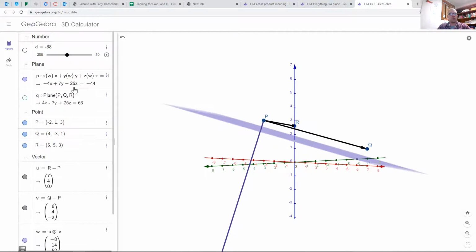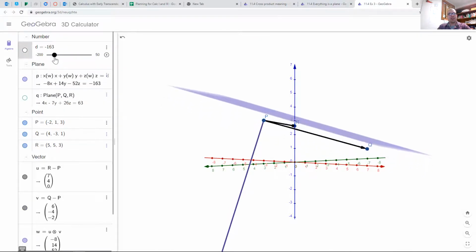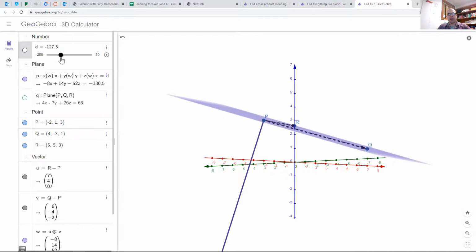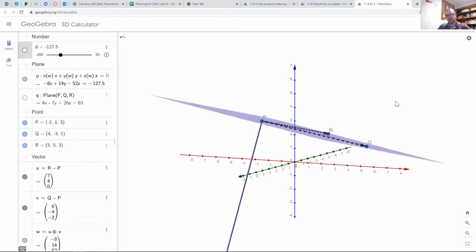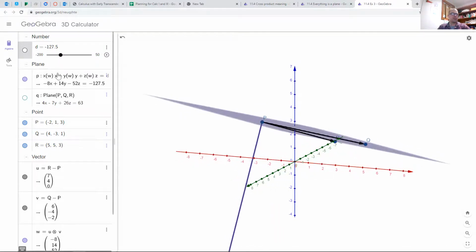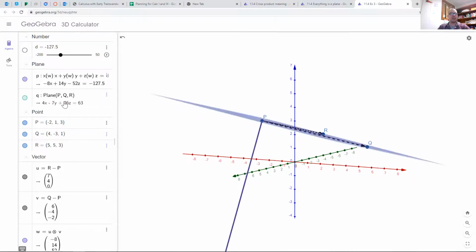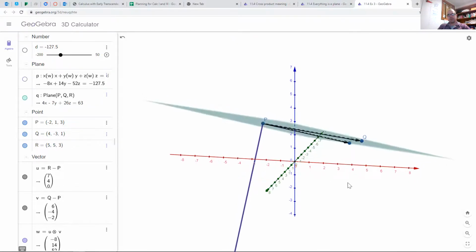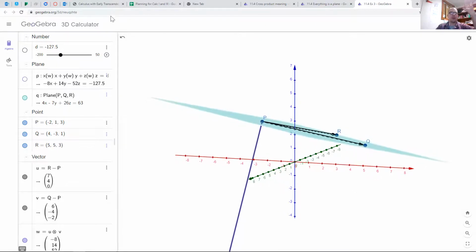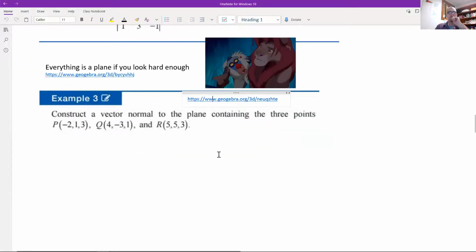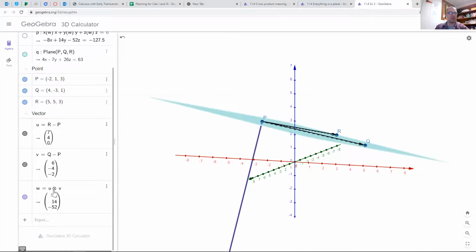And eventually, once we move this number on the right-hand side of our plane equation enough, we do get the actual plane. This one's just close. This is the actual plane. But that's something that we'll talk about in 11.5. So cool, we constructed that normal vector. The normal vector was this W, the cross product of U and V.